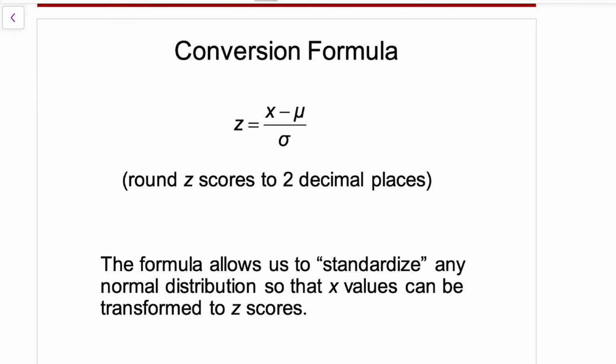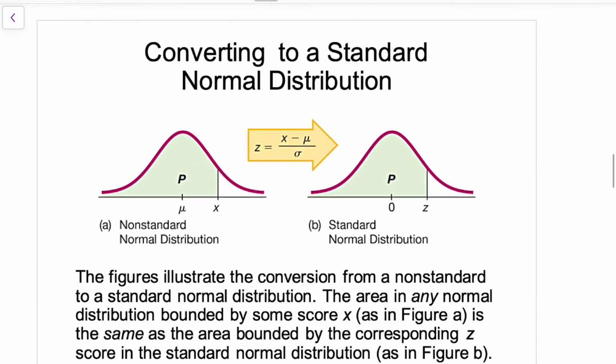Recall that the z-score, z, is equal to the data point x minus mu, which is our mean, divided by sigma. And because we're going to be dealing with the standard normal distribution chart, we need to round our z-scores to 2 decimal places. That's going to become important. What this will do is allow us to standardize, or convert any normal distribution into a standard normal distribution, right?